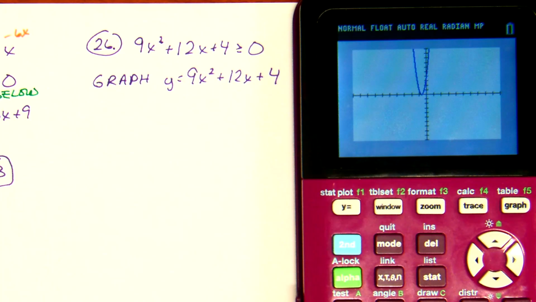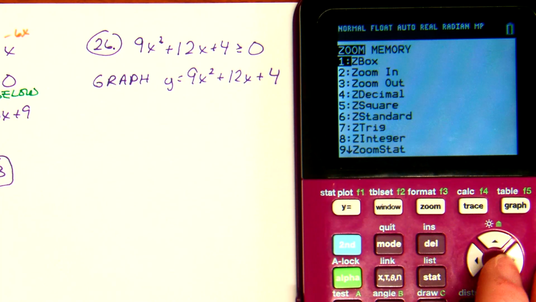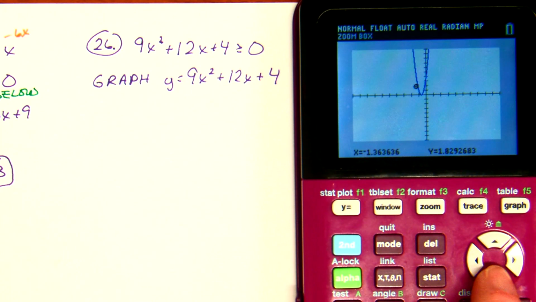Okay. A similar situation is happening if you've already explored this problem. Again, you can trace, and as you trace, you'll notice that your y values never go negative. So that's a hint, it never goes below the x-axis. If I zoom and use number 1, ZBox, I can zoom in right there on the vertex of the parabola. And hit enter again.